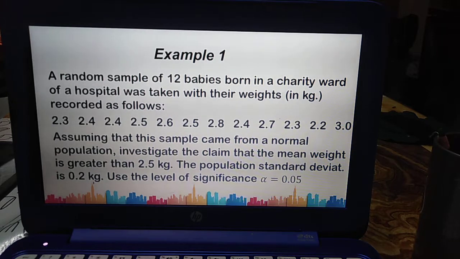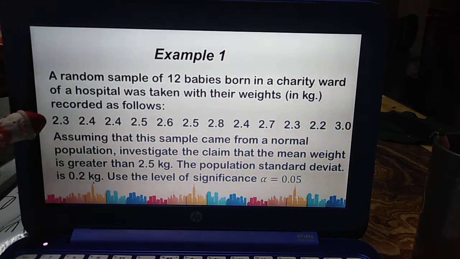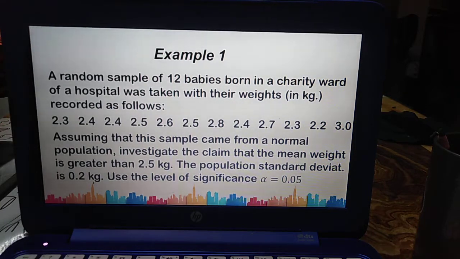A random sample of 12 babies born in a charity ward of a hospital was taken with their weights in kilograms recorded as follows: 2.3, 2.4, 2.4, 2.5, 2.6, 2.5, 2.8, 2.4, 2.7, 2.3, 2.2, and 3. Assuming that this sample came from a normal population, investigate the claim that the mean weight is greater than 2.5 kilograms. The population standard deviation is 0.2 kilograms. Now use the level of significance of 0.05.